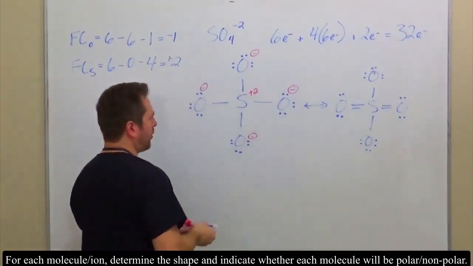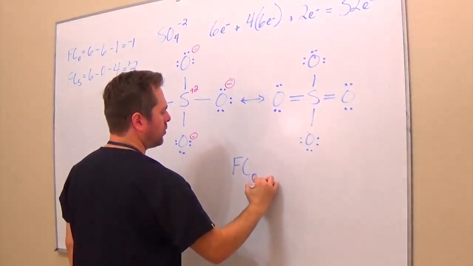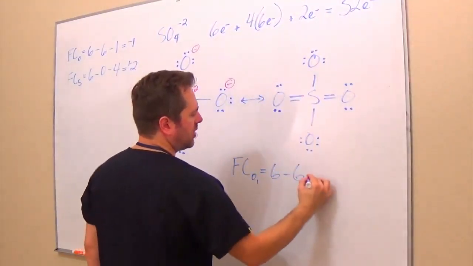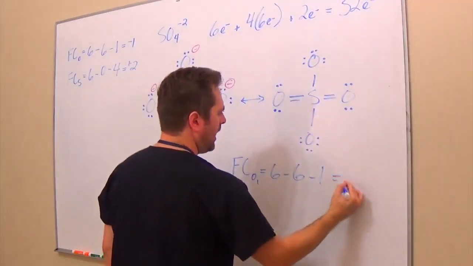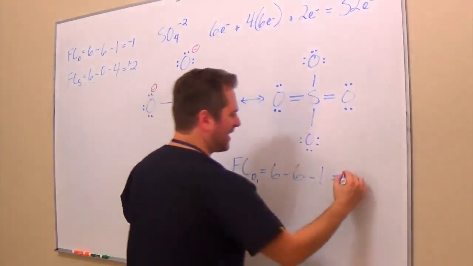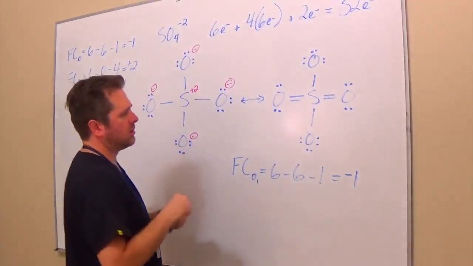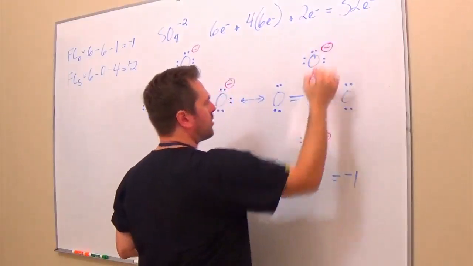And we'll calculate the formal charge. So the formal charge of oxygen 1 would be group 6 minus, they both have 6 valence electrons, minus the 2 bonded electrons divided by 2 is 1. And so therefore, 6 minus 6 is 0, minus 1 is negative 1. They do have a charge, so negative and then negative, okay?